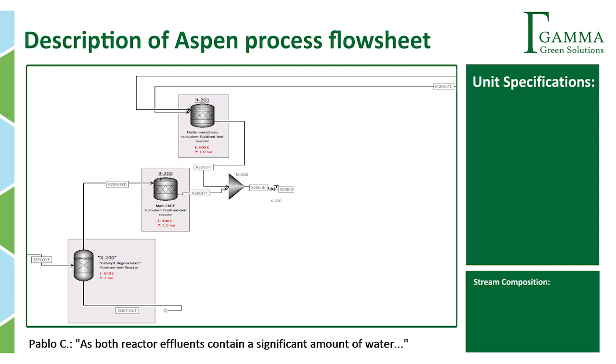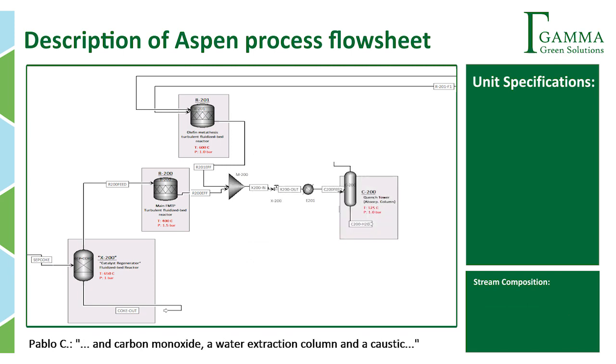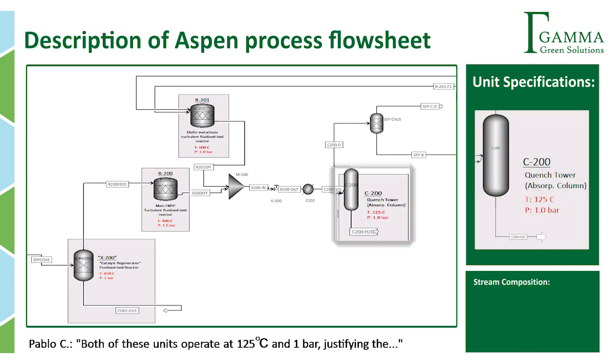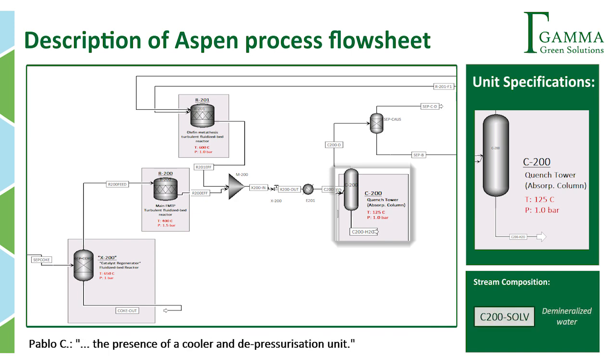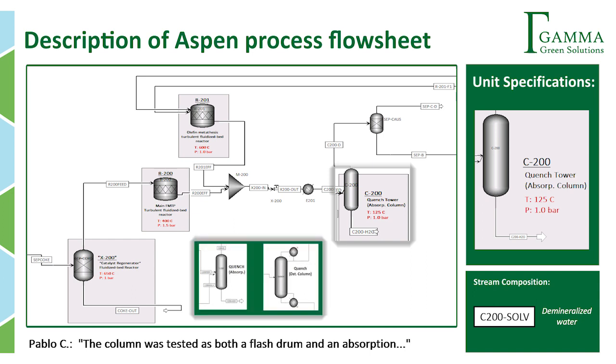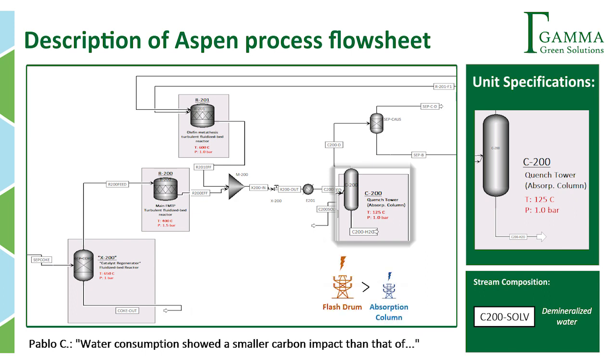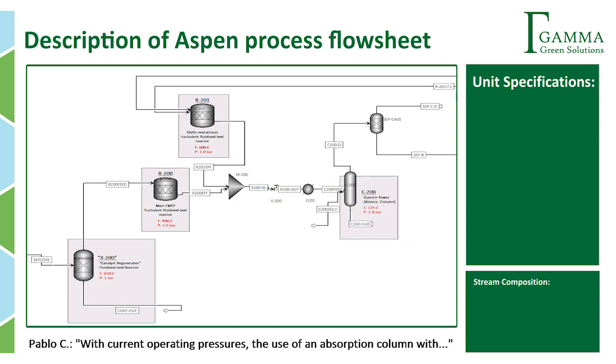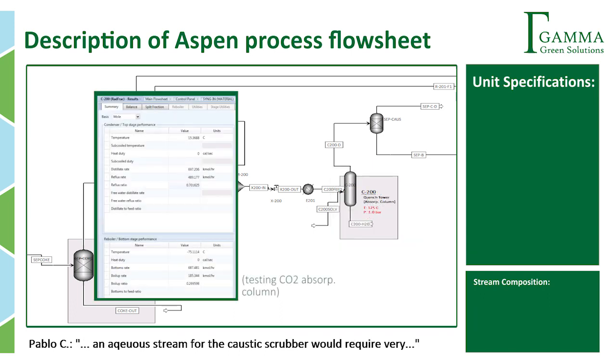As both reactor effluents contain a significant amount of water and carbon monoxide, a water extraction column and a caustic scrubber are used. Both of these units operate at 125 degrees Celsius and 1 bar, justifying the presence of a cooler and depressurization unit. The column was tested as both a flash drum and exhaustion column, with demineralized water as the solvent. Water consumption showed a smaller carbon impact than that of flash energy requirements, leading to the selection of the absorption column. Approximately 98.6% of the water is removed. With current operating pressures, the use of an absorption column with an aqueous stream for the caustic scrubber will require very low temperatures, suggesting its unfeasibility.